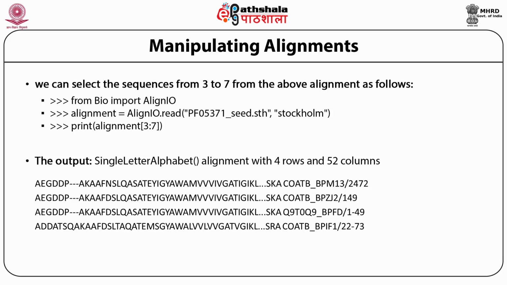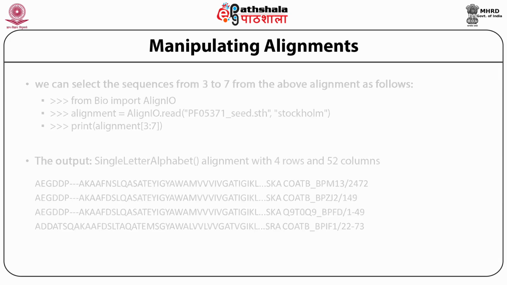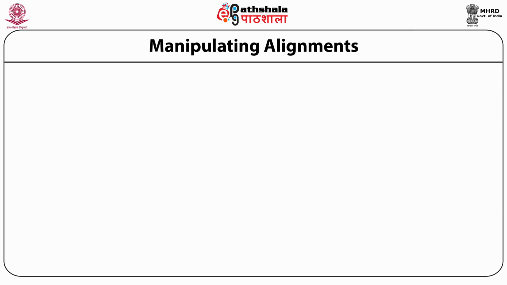So if I say 3 to 7, 3 will be included, but 7 will not be included. It stops before 7. It stops at 6. That is important, and that has to be remembered while manipulating alignments. In the earlier slide, we sliced the alignments based on rows. It is also possible to slice the alignment based on columns.